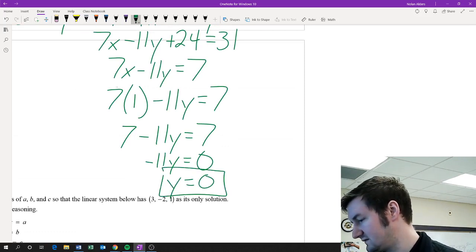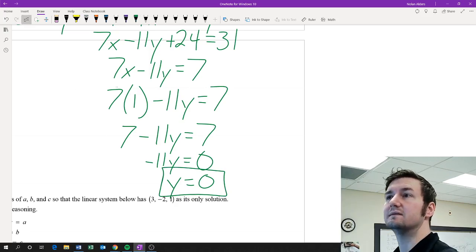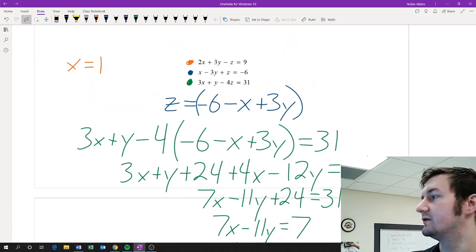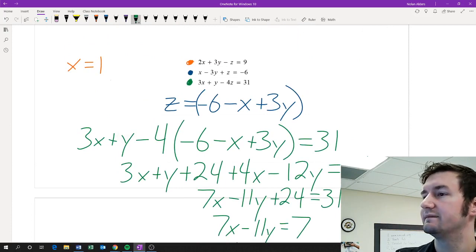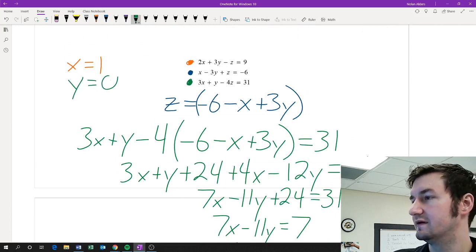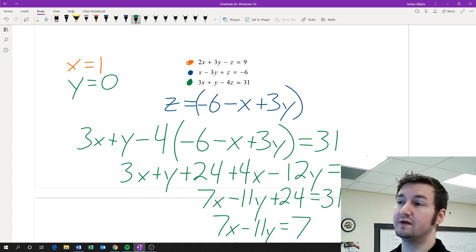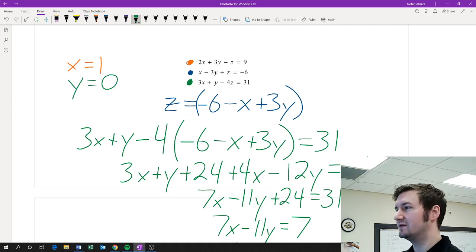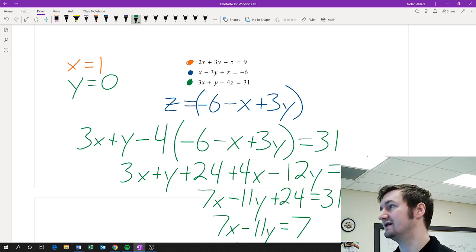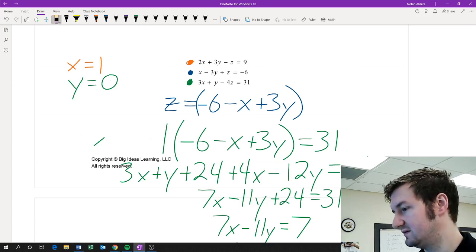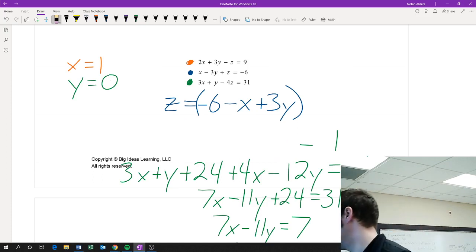Okay, so there's our second unknown, our second variable. So our second variable is going to be y equals 0. Now we can take both of those solutions for x and y and substitute them into one of the original equations to solve for z. So let's do that. I'm going to erase some of this to give myself some space here.